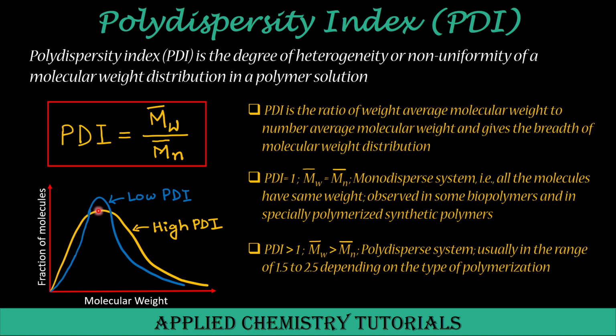Now in this figure there are two curves shown which are showing the molecular weight distribution. The yellow one has a higher breadth, so this is showing the high PDI of the polymer, and the blue one is showing the lower breadth, so this represents the lower PDI of the polymer. Although both the curves are showing almost the same number average molecular weight of both the polymer systems.